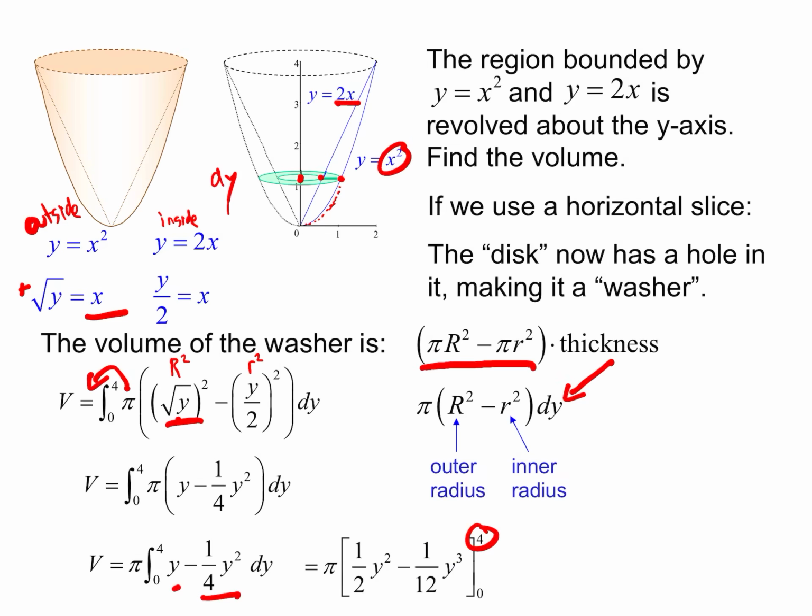And now we're going to plug in 4 and plug in 0, which in this case will be 0. Plugging in 4 gets you that. And simplifying gets you 8 pi over 3.